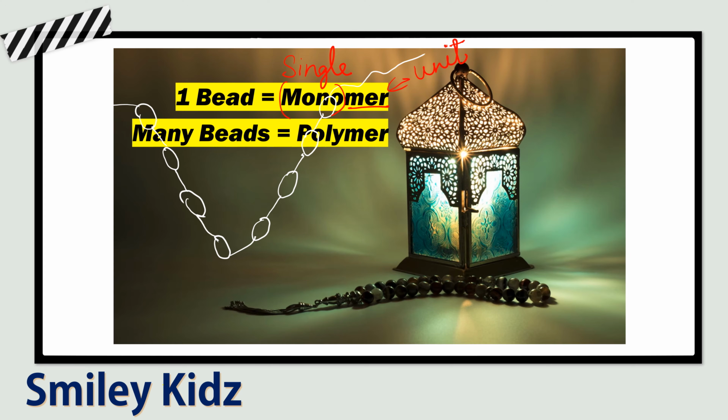This whole chain is consisting of many beads, right? So this chain is an example of polymer. Polymer means many units. Poly means many. Mer means units. Many units. So monomer is single unit and polymer is many units.